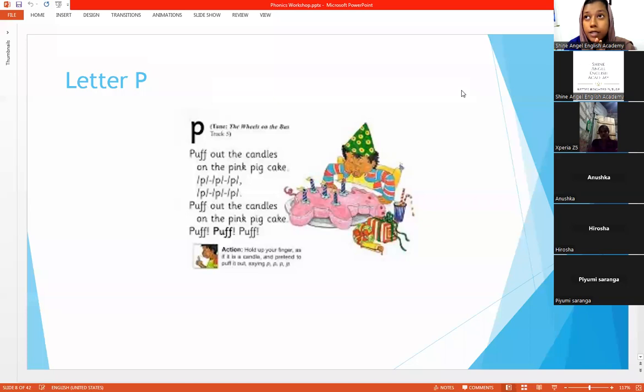I'm telling this for those who are doing preschool as group classes at home, or having preschools, or working in academia. You can enjoy this with the children, and you can say pink pig cake. You can do an activity based on the letter P words: pig, pink, pumpkin, picture, something like that. You all can do many activities based on this.